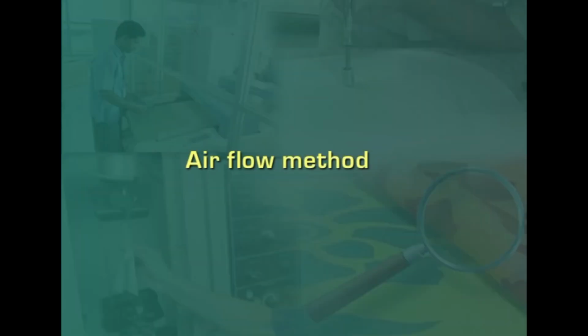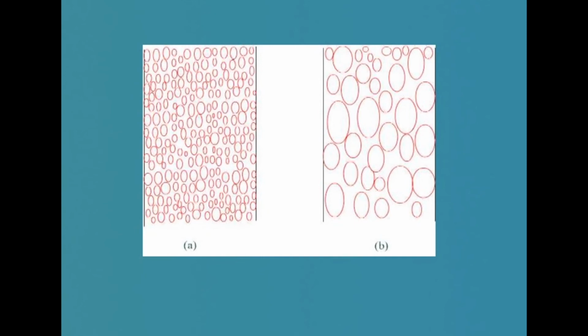Now, the next method that we are going to have a look at is the airflow method. The measurement of the fiber fineness by gravimetric method and most optical methods are slow and tedious. Therefore, these methods are unsuitable for use in mill routine work. An alternative method has been developed using an indirect path to measure the fineness. These instruments are based on the airflow principle.